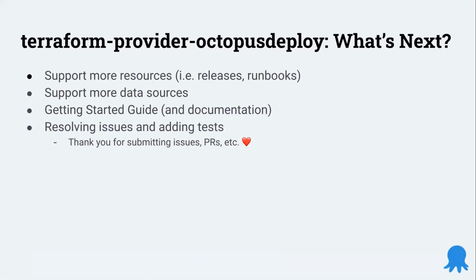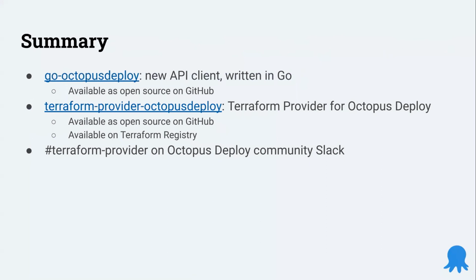So just again, in summary, I provided this at the beginning. I just want to reiterate. We've got 2 projects available up on GitHub. They're both open source and available for you to take a look at. Go Octopus Deploy, which is our API client written in Go. And then Terraform Provider Octopus Deploy. This is the Terraform Provider for Octopus Deploy. It's available up on the Terraform registry, but if you wish, you can take a look at the source code yourself. And then finally, we've got our community Slack channel at Terraform Provider as well, if you wish to take a look.